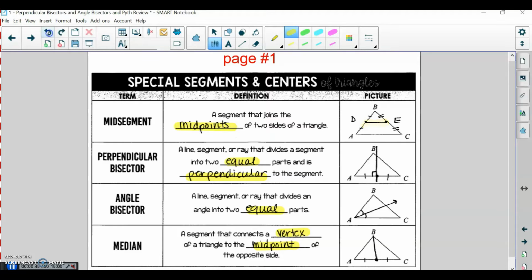Right there. I'm going to make that a little bit smaller. There's the mid-segment right there. The mid-segment is the segment that joins two midpoints. So D and E in that picture are going to be the midpoints.